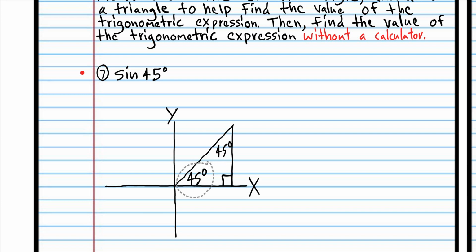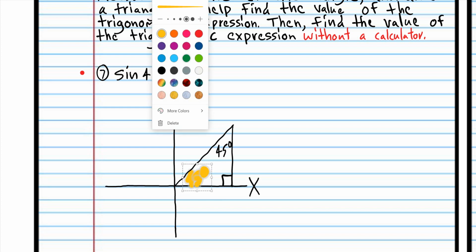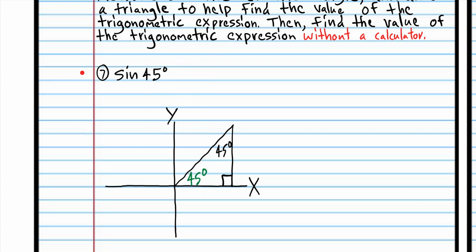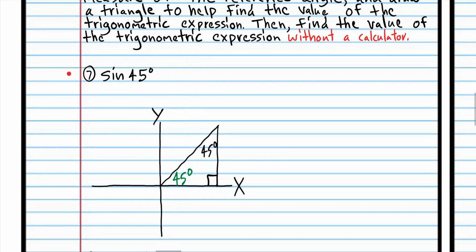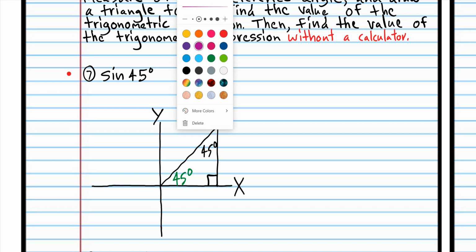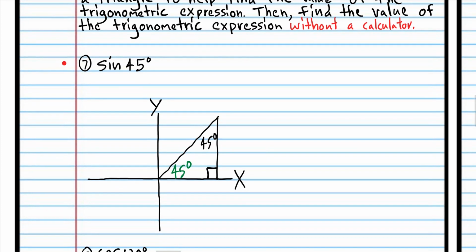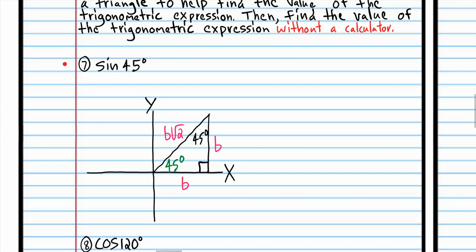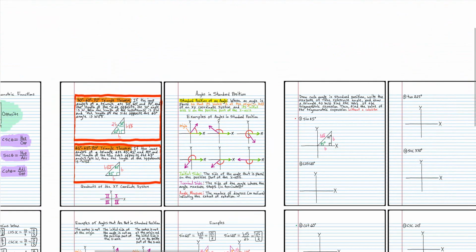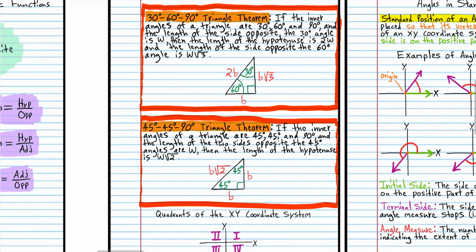So I'm going to make this green because that's the reference angle. All reference angles are going to be green in this class. So now, because this is a 45, 45, 90 degree triangle, these sides are going to be the same, and the hypotenuse is going to be that value times root 2. That's the 45, 45, 90 degree triangle theorem. That's this theorem down here. So you should be somewhat familiar with that theorem.